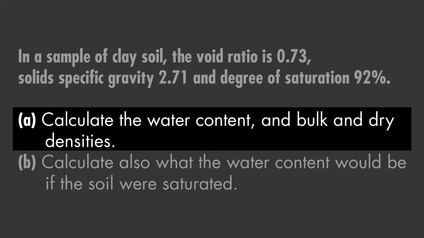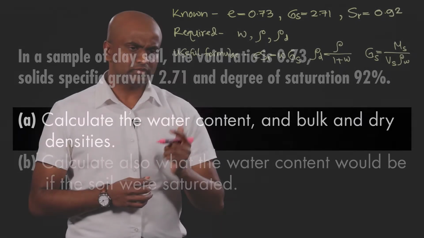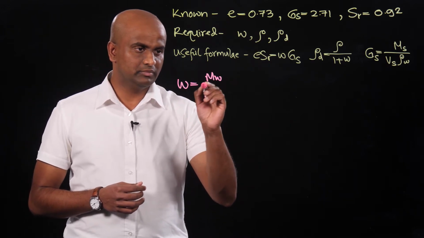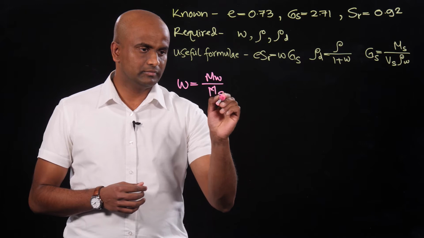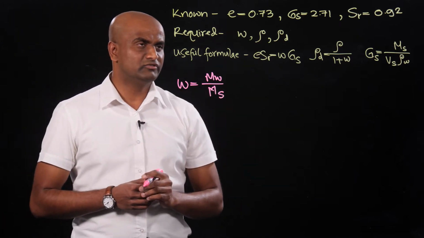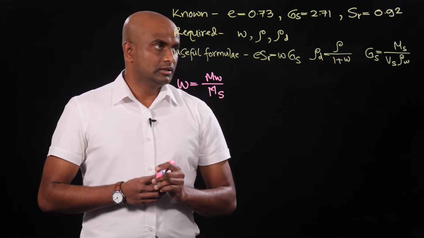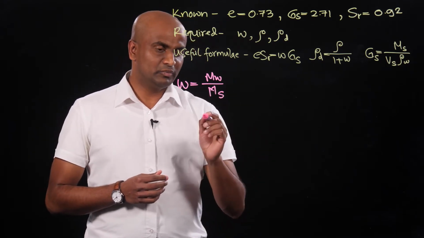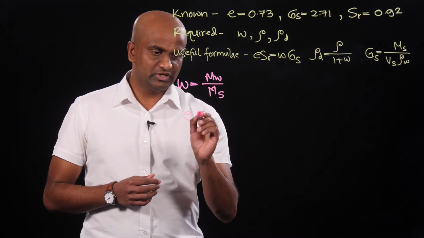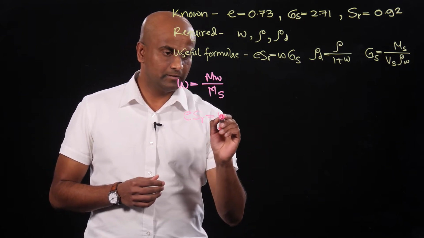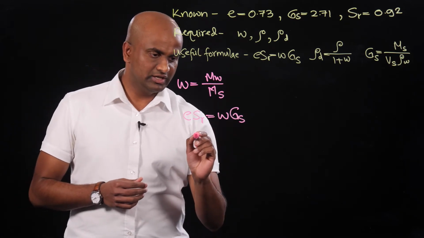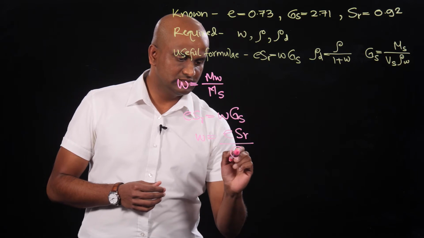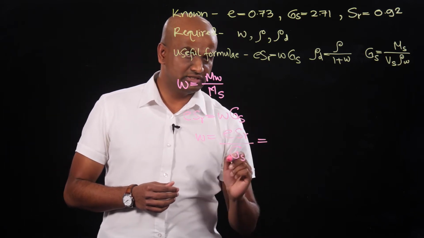For part A, to work out the water content, the definition of water content is mass of water divided by mass of solid. From the useful formulas we can see that this equation we can use to find this answer. So what you need to calculate is the water content, that will be e S_r divided by G_s. All the required information is given.